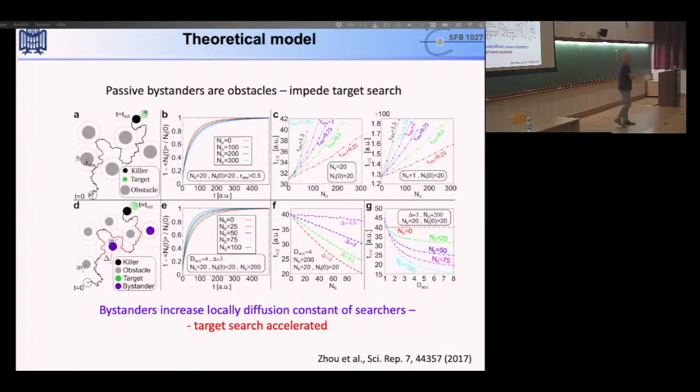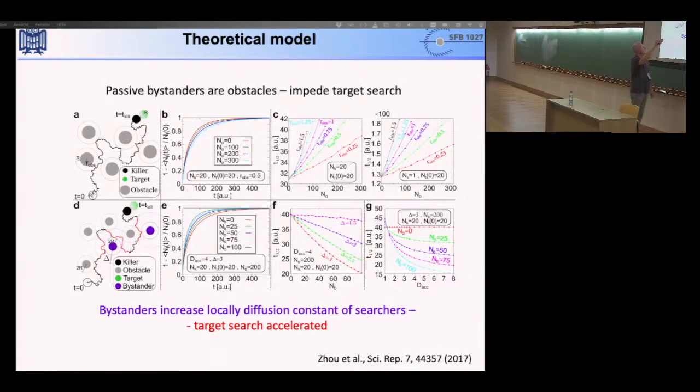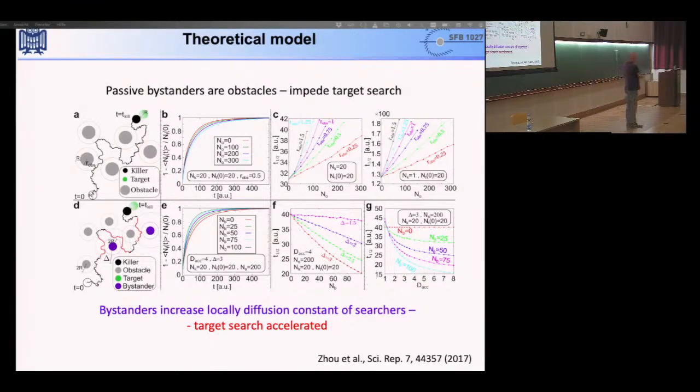You said something about H2O2 in the experiment, but in the model there is no such thing, right? There is no H2O2. There is just this phenomenological acceleration here, these red parts, in a certain annulus around the bystander, where the diffusion constant is increased. Of course, you can make that easily.